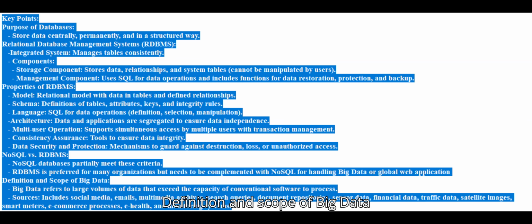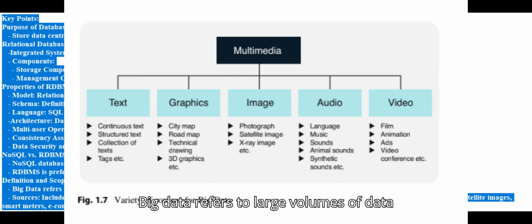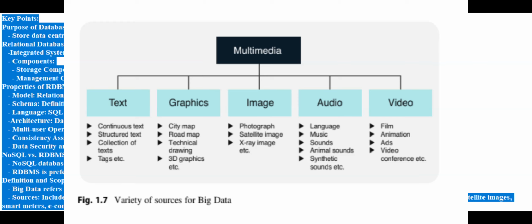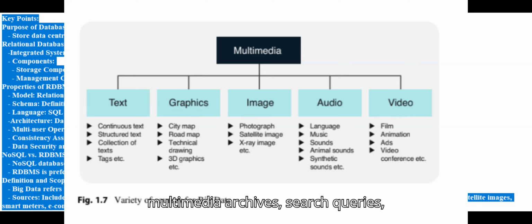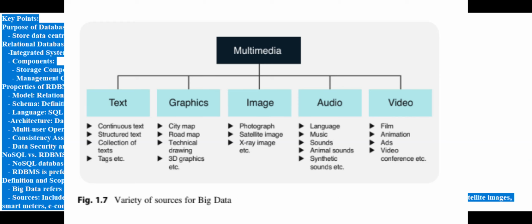applications. Definition and scope of big data. Big data refers to large volumes of data that exceed the capacity of conventional software to process. Sources include social media, emails, multimedia archives, search queries, document repositories, sensor data, financial data, traffic data, satellite images, smart meters, e-commerce processes, e-health, and monitoring systems.